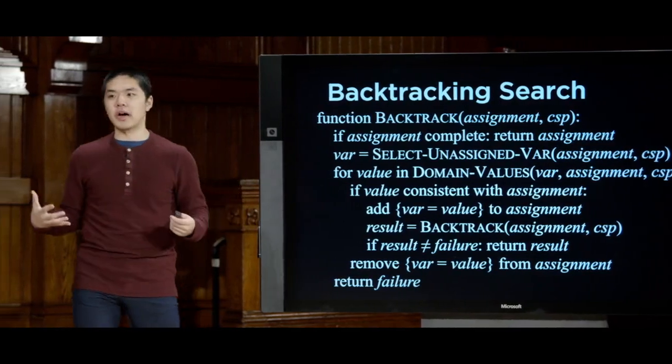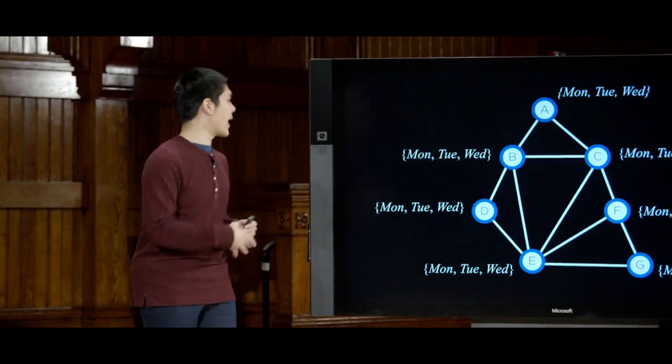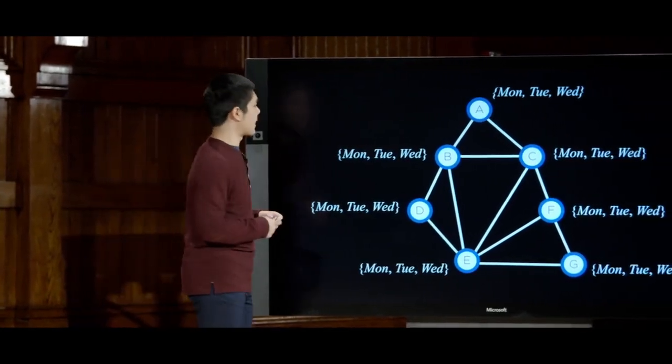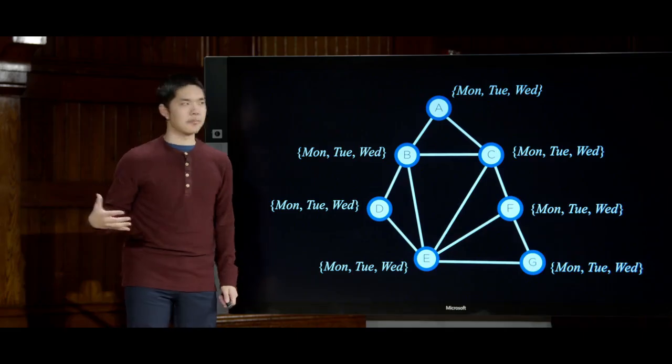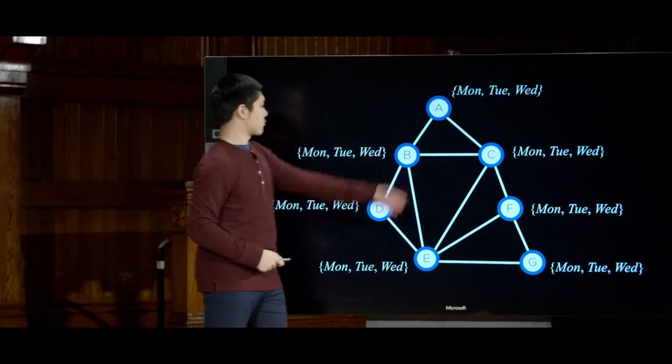So let's put this algorithm into practice. Let's actually try and use backtracking search to solve this problem now, where I need to figure out how to assign each of these courses to an exam slot on Monday or Tuesday or Wednesday in such a way that it satisfies these constraints, that each of these edges mean those two classes cannot have an exam on the same day. So I can start by just starting at a node.